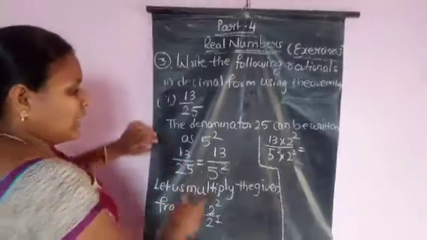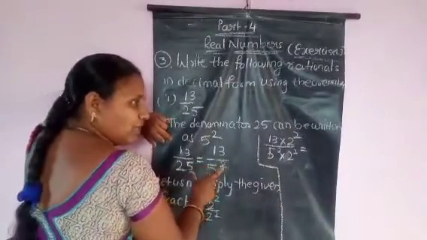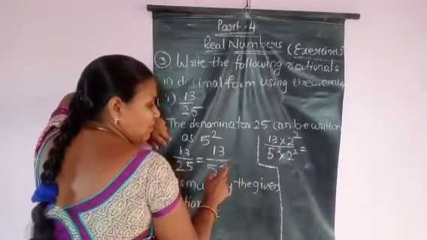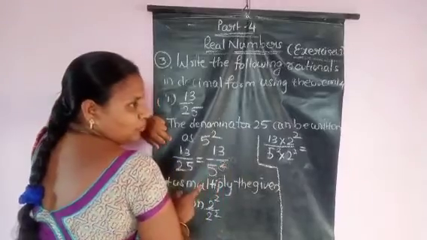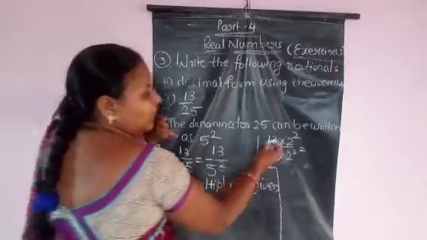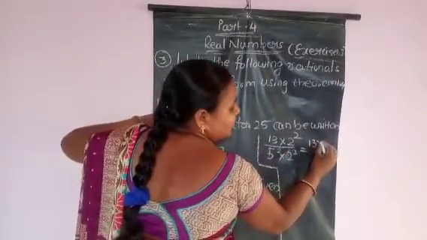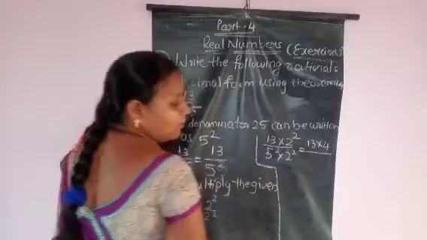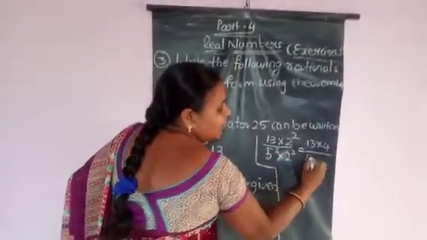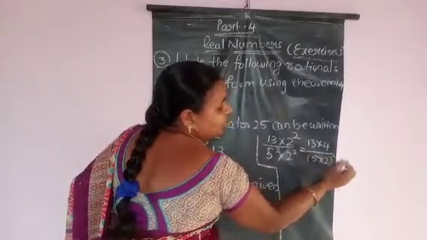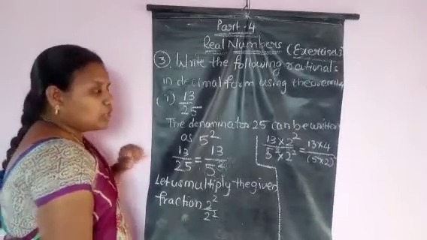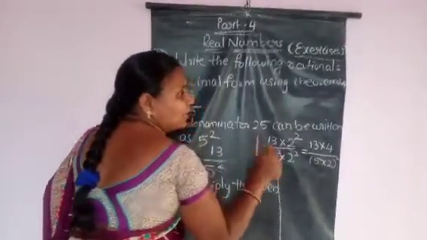So here I have 5 to the power of 2. So I am multiplying this same fraction by 2 to the power of 2 also. When I have multiplied this by 2 to the power of 2, the numerator became 13 into 4, by the denominator 5 into 2 whole to the power of 2. So here I have a number with 5 to the power of 2.